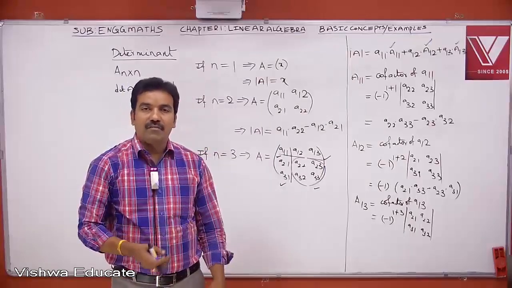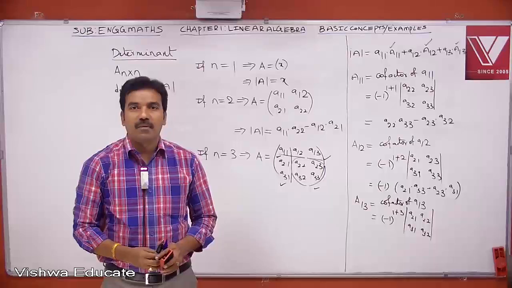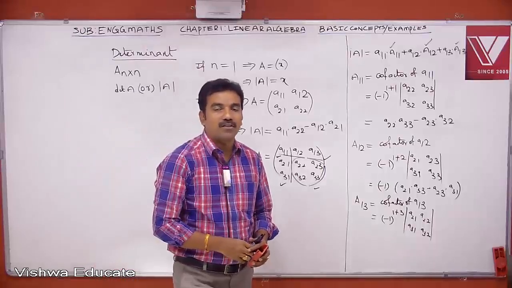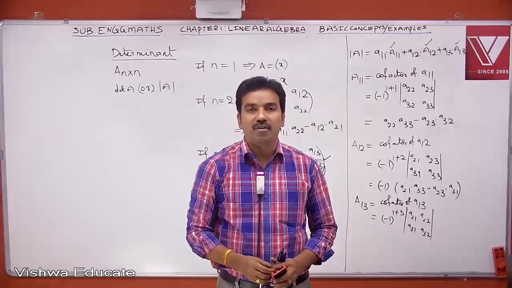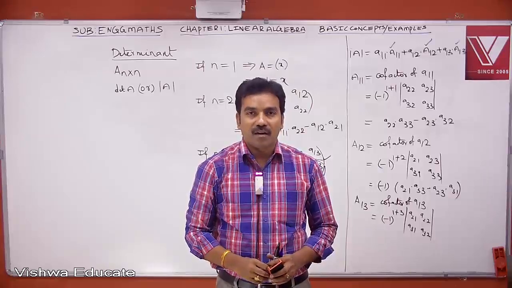Like this, you can find the determinant of a general n-cross-n matrix. You can go for a 4 by 4 matrix, 5 by 5, 6 by 6. This is the standard procedure to find the determinant of a general n-cross-n matrix.